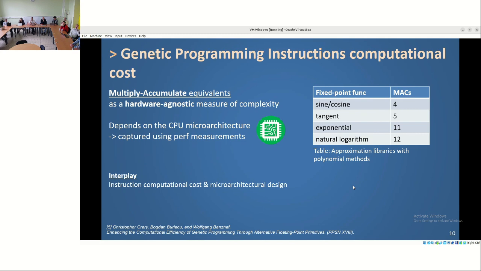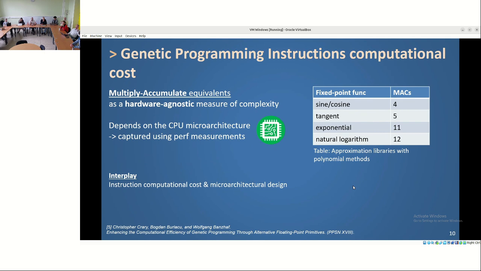This was proposed by Crary et al. They define a Mach equivalent cost of performing the instruction. For instance, we can see that sine and cosine are 4 Mach, tangent costs 5, exponential 11, and natural log 12. Those are for approximation libraries that were developed using polynomial methods.